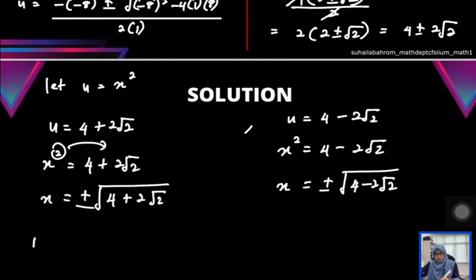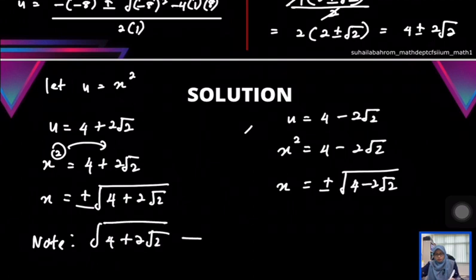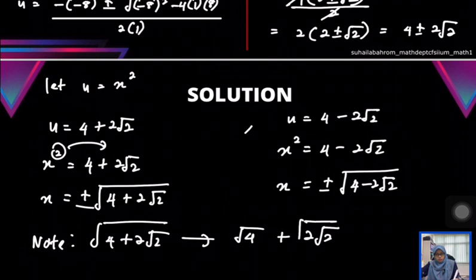So please take note that the value of 4 plus 2 square root of 2, you cannot split into square root of 4 and then plus the 2 square root of 2. So this is the wrong way, because when you have a plus, you cannot split between the square roots.